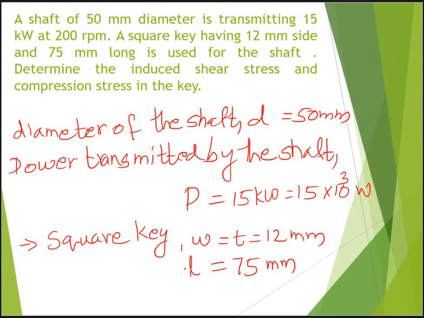We are using a square key and we have to find the induced shear stress and compression stress. Induced shear stress tau Ki, induced compression stress in the key sigma Ck. These are the two parameters that we have to find.